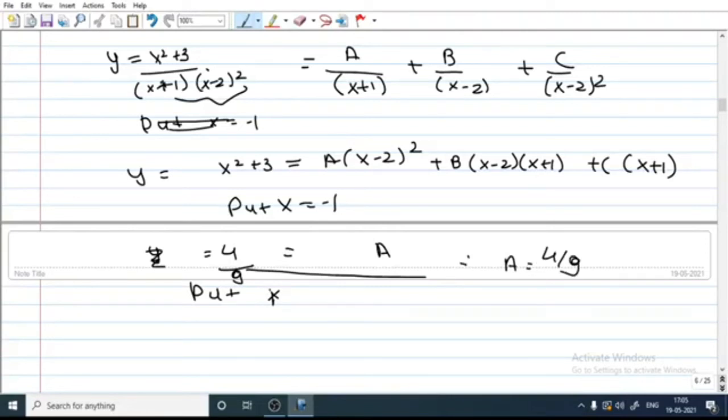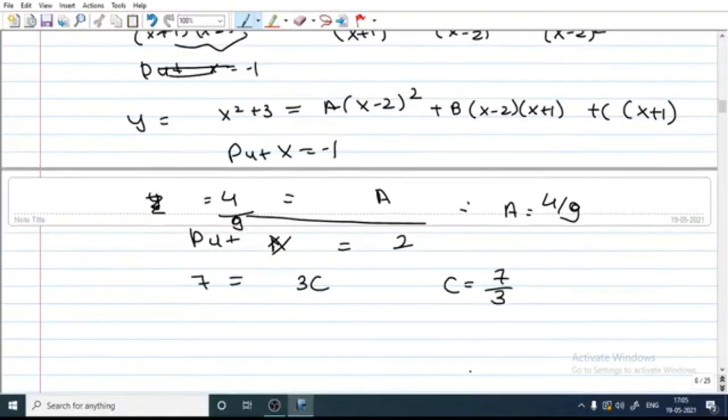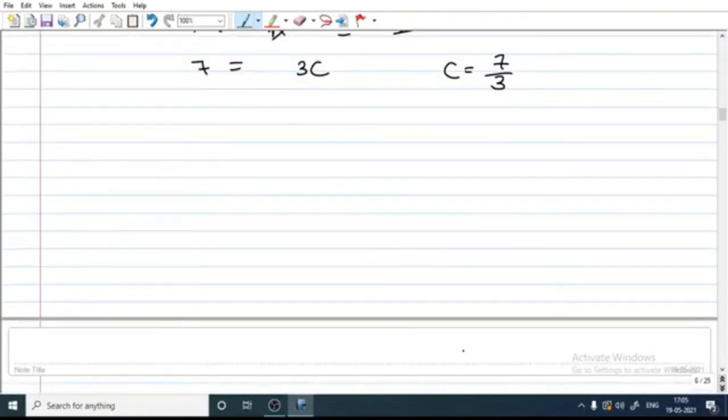Now put x equals to what you can put now, 2. The moment you put 2, it will become 4 plus 3, 7 equals to, this will become 0, this will become 0, it will become 3c. So you can get c value as 7 by 3. Now you have to put x equals to 0, right? That was the last step.